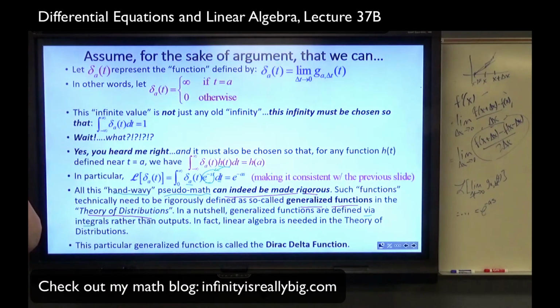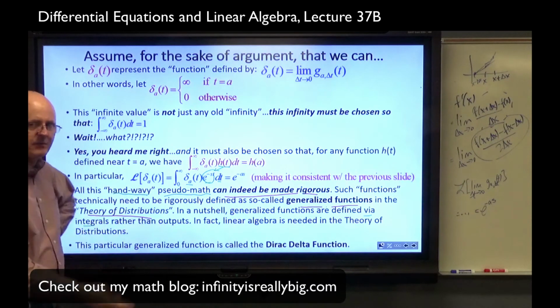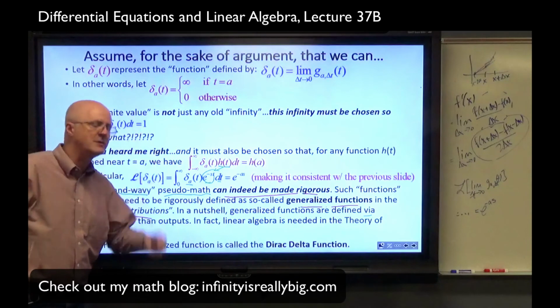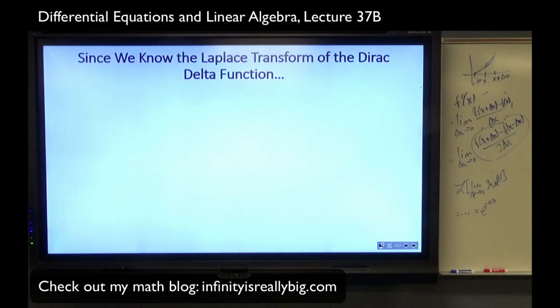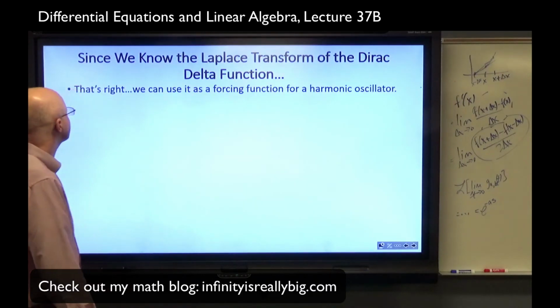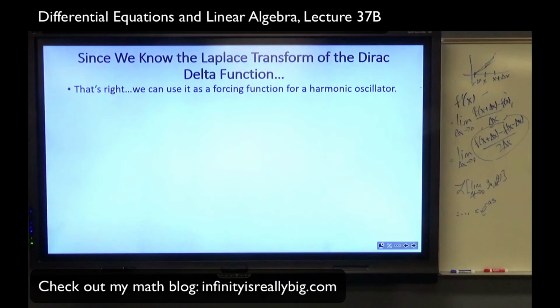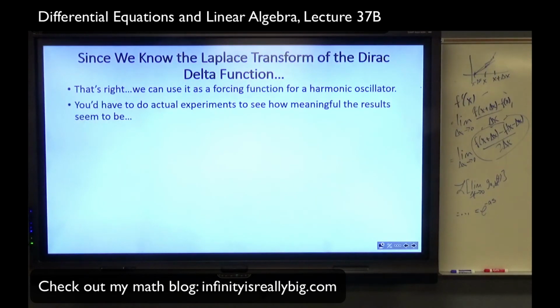This particular generalized function, this little delta sub a of t, is called the Dirac Delta function, which equals infinity at t equals a and 0 otherwise, quote-unquote. Oh, so since we know Laplace transform, I suppose that means we can use it for differential equations. Yeah, that's right. We can use it as a forcing function, for example, for a harmonic oscillator.